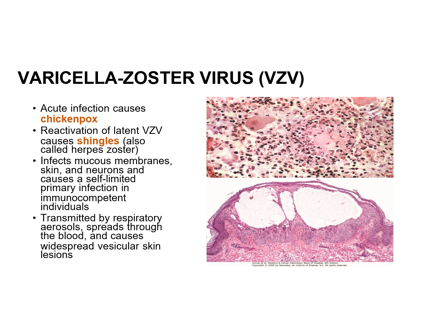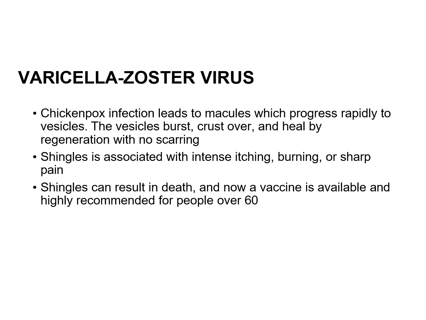Worthless but memorable knowledge is that VZV spreads by respiratory aerosols, not just skin contact, which is why chickenpox spreads so efficiently in classrooms. Chickenpox lesions follow a classic progression, and this is one of those patterns exam writers love. You start with macules, which rapidly progress to vesicles, then rupture, crust over, and heal by regeneration, meaning no scarring in immunocompetent patients. This is an important distinction from diseases that cause dermal destruction, which do scar.